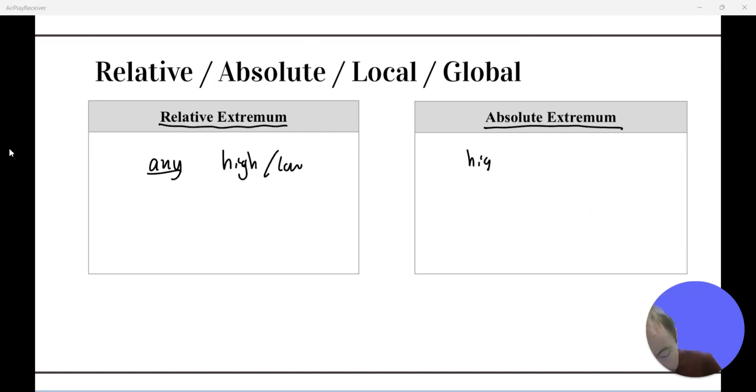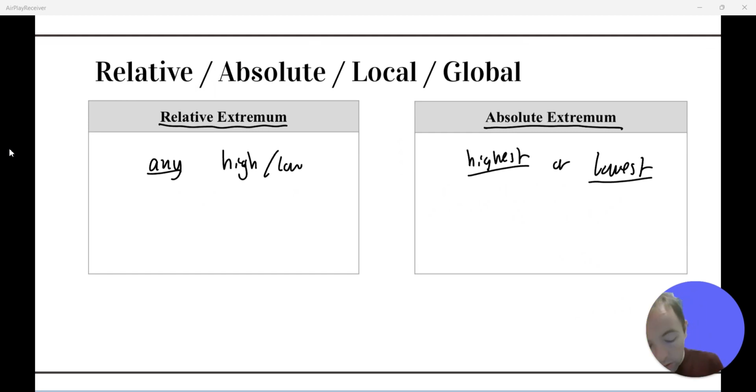So it means it needs to be the highest or it needs to be the lowest. Okay. Now sometimes there's ties, right? So there might be 2 or 100 points that are all the same height. Okay, and they all are the highest, and that's okay. So you could call all 2 or all 100 of them the absolute maximum if there's a tie, right? And same thing is true for the lowest.